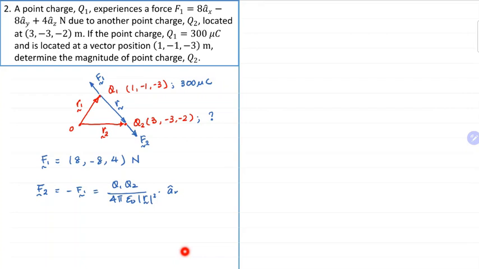Okay, I'll continue up here. So our vector R is equal to our vector R2 minus our vector R1, and that's equal to (3, -3, -2) minus (1, -1, -3). This equals (2, -2, 1) meters.